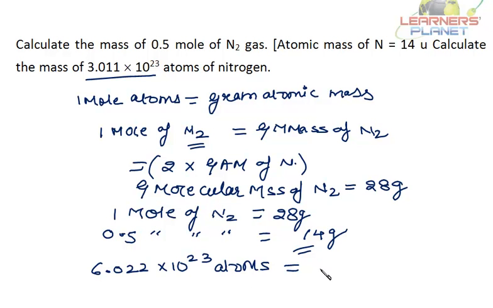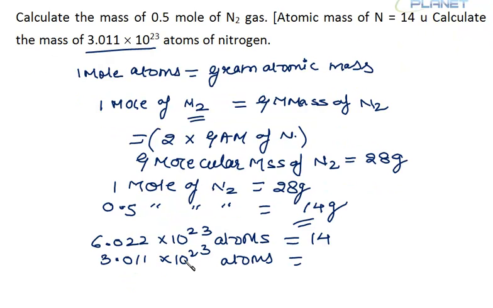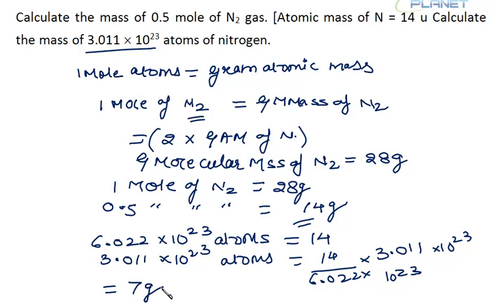So its gram atomic mass. The gram atomic mass of nitrogen is 14. So 3.011 into 10 to the power 23 atoms will have how much mass? Or what you can do is just find out the number of moles first. Now here let's find out this first. 14 divided by 6.022 into 10 to the power 23 into 3.011 into 10 to the power 23. So it will be approximately half of it. So 3.011 into 10 to the power 23 atoms will have the mass of 7 grams.